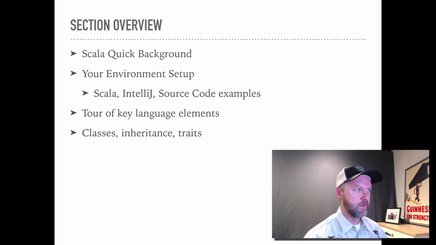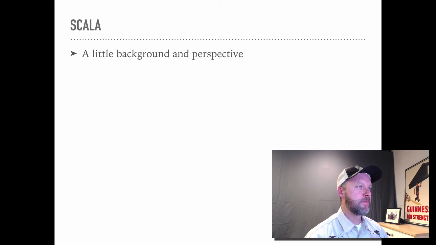In this section overview, we're going to go over a Scala background. We're going to talk about and set up your environment. This includes Scala, IntelliJ, and the source code examples. And then we're going to begin our tour of Scala with some of the key language elements. Finally, we're going to talk about classes, inheritance, and traits. There's going to be tons of examples here, folks. So here we go. First, a little background on Scala, a little perspective.